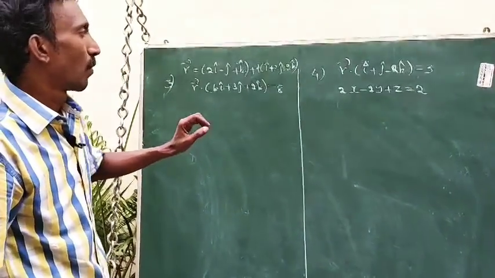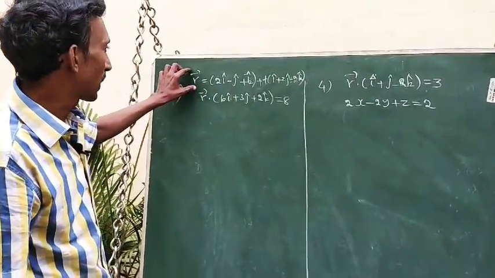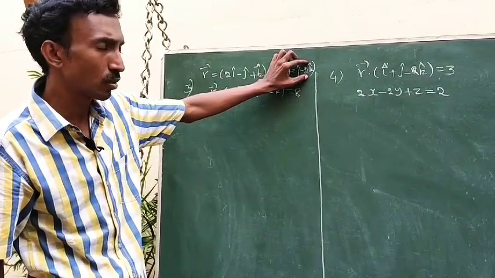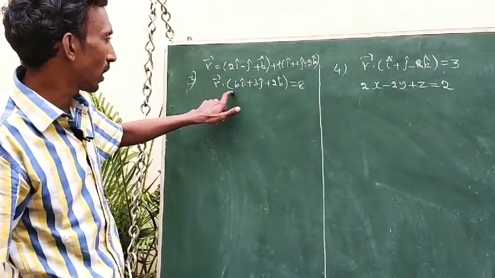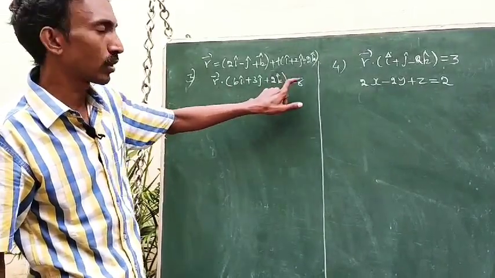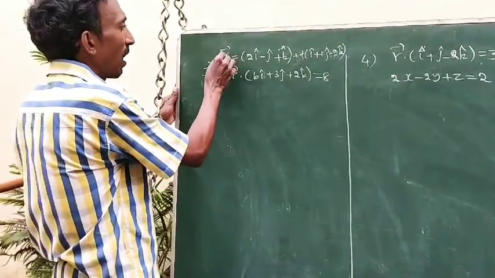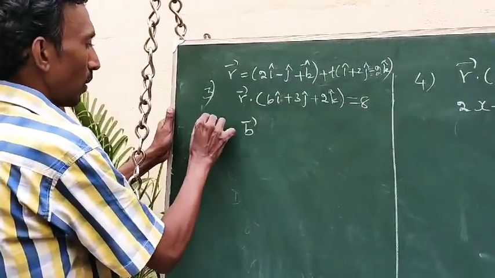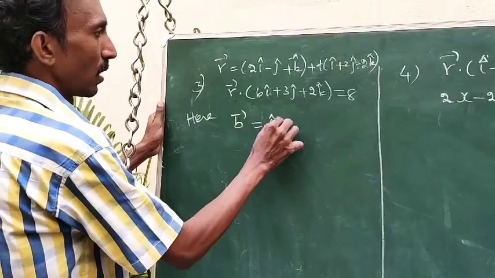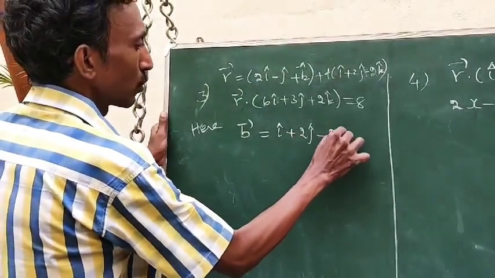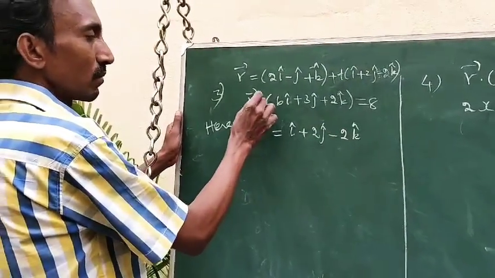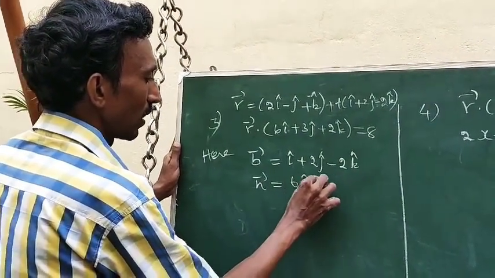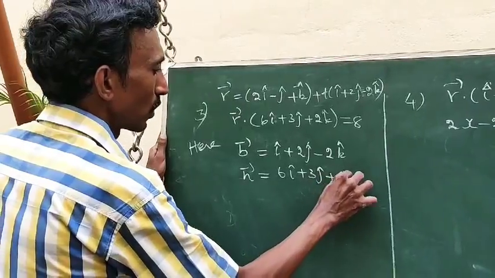Number 3 is: find the angle between the line r vector equal to 2i minus j plus k plus t into (i plus 2j minus 2k) and the plane r dot (6i plus 3j plus 2k) equal to a. So it is of the form r vector equal to a vector plus t b vector. So comparing, we are getting b vector equal to i plus 2j minus 2k, and the plane is of the form r dot n equal to p. So n vector equal to 6i plus 3j plus 2k.